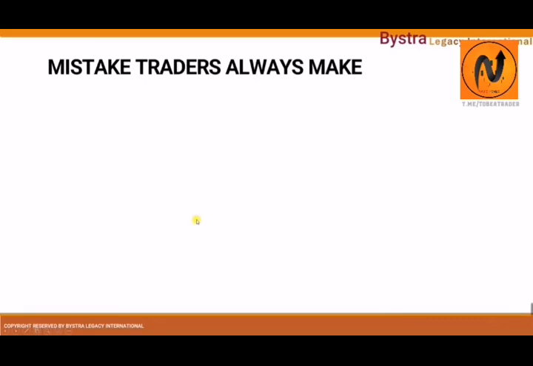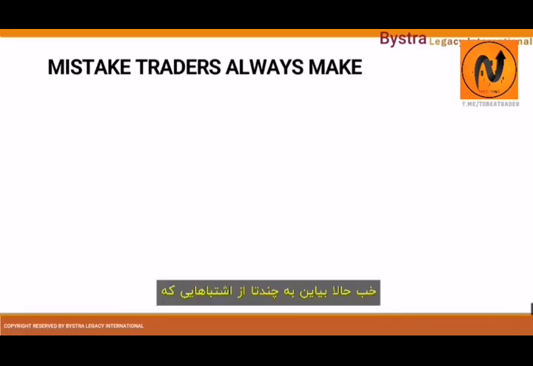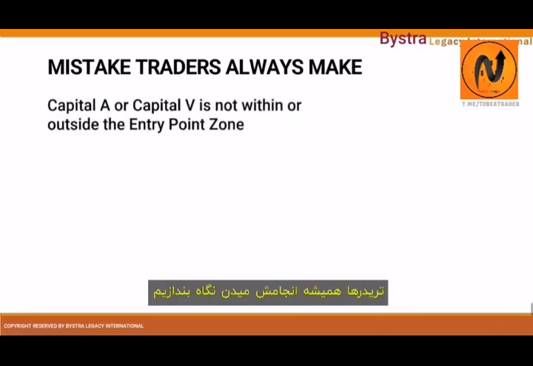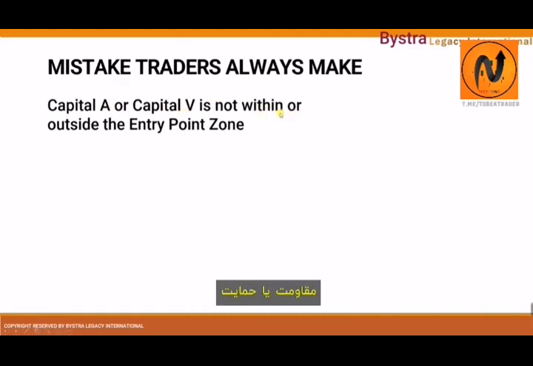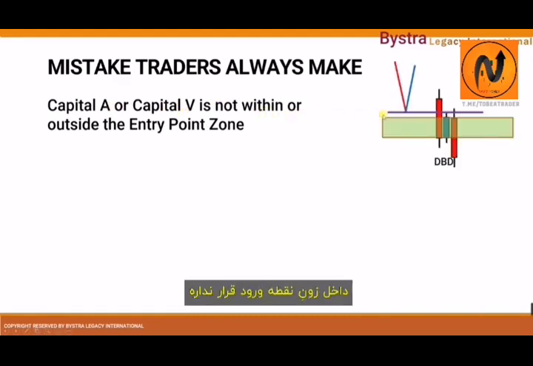Now let's look at some of the mistakes that traders always make. First of all, a lot of traders do not understand the proper entry point, which is the rally base rally and also the drop base drop. Sometimes they choose an entry point that does not contain the resistance or the support. What I'm saying here is that the resistance or the support is not within the entry point zone, as you can look here, an example.